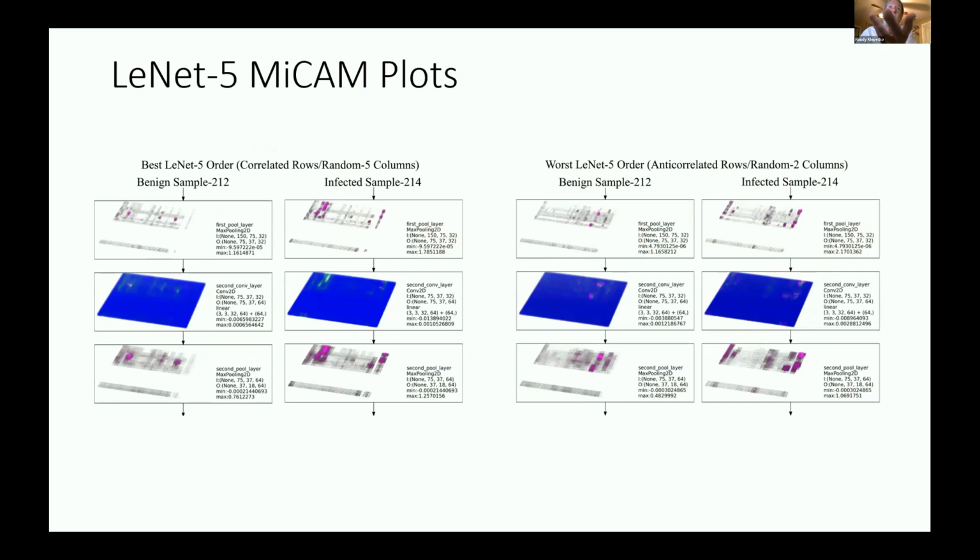This one is looking at a benign sample and an infected sample, and in this situation we're seeing the best and the worst. In the best, you've got brighter blues and brighter whites showing strong values, whereas in the worst one you've got stronger greens or reds. So there's definitely a difference. Down here in the pooling layers, the best order makes really bright, strong identifications of features that are getting extracted, whereas in the worst order, it's not so much.